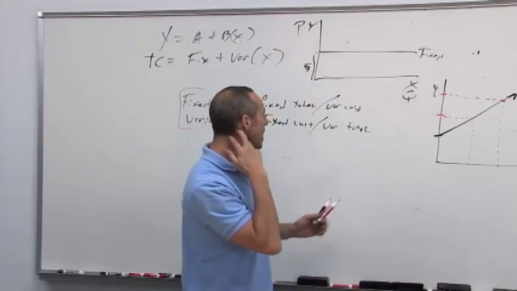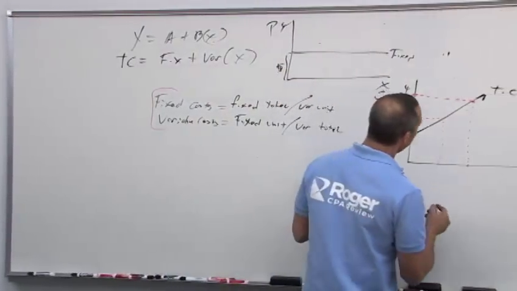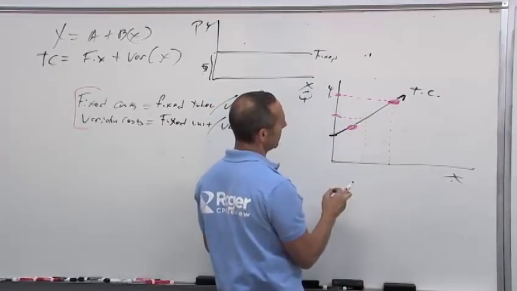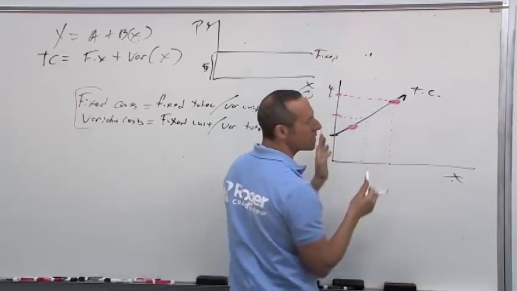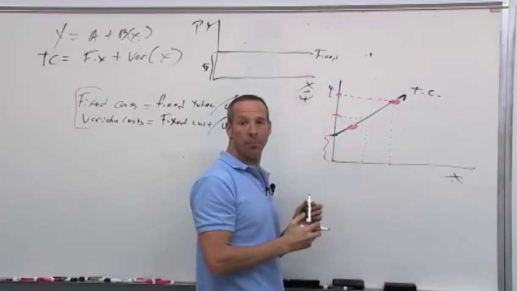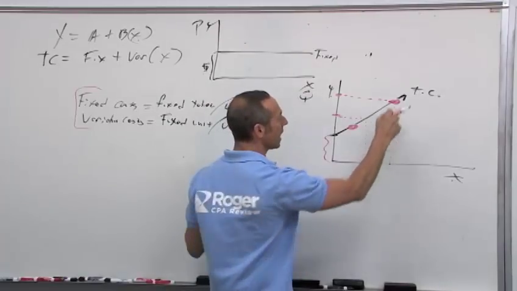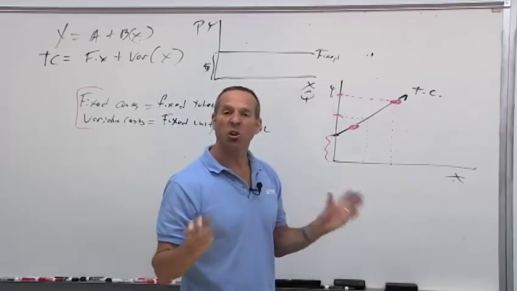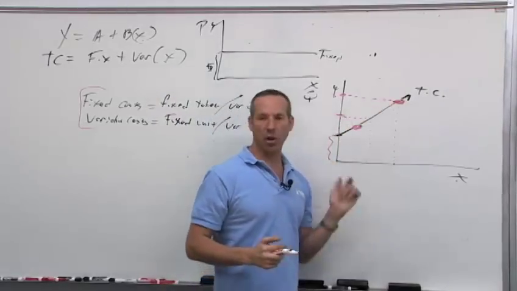So if we, for example, let's look at this graph. We're going to look at our high level of activity. We're going to look at our low level of activity. Now, within both of these, what costs are the same? This fixed cost is the same. So what we do is we're going to take the high from the low. When you take the high from the low, your fixed costs disappear. You're just left with the variable costs.